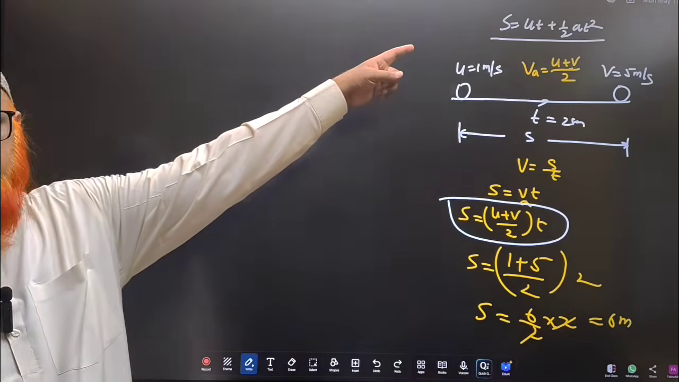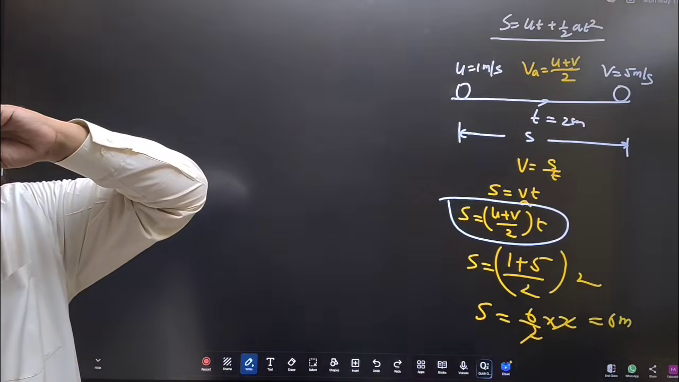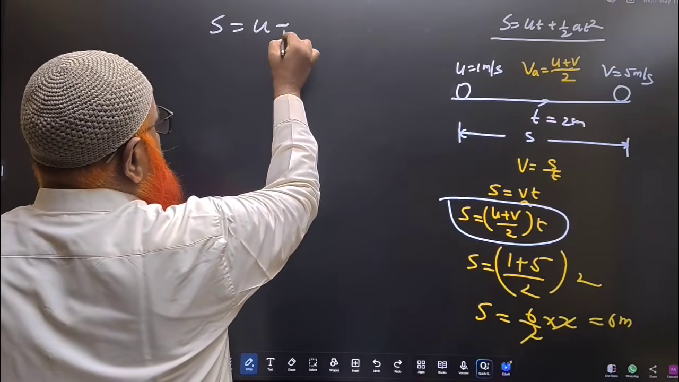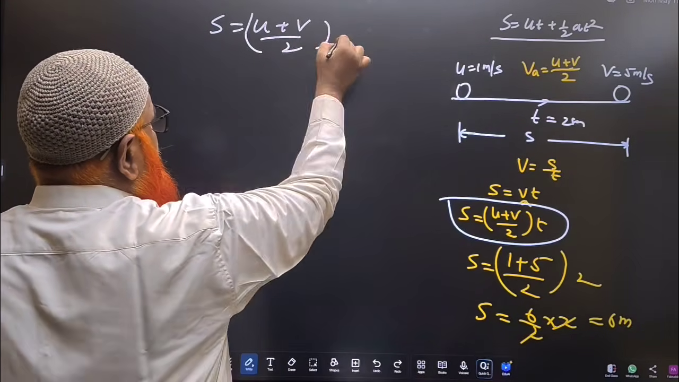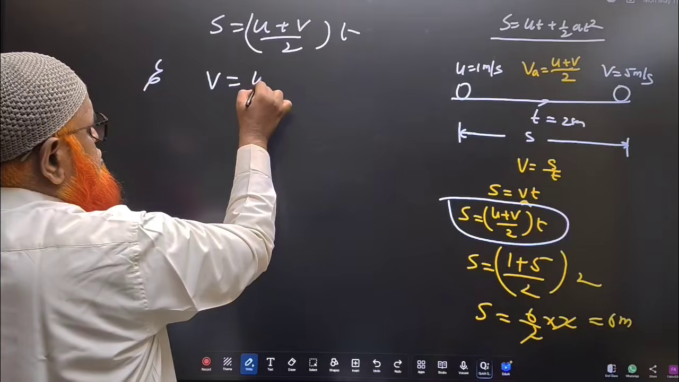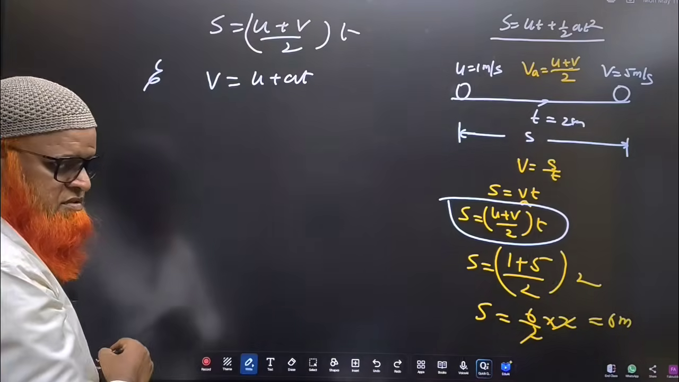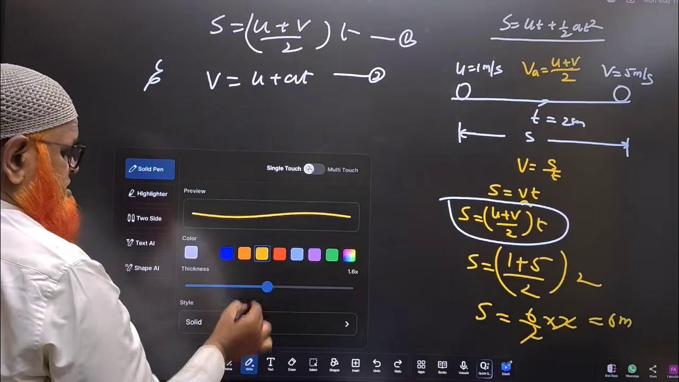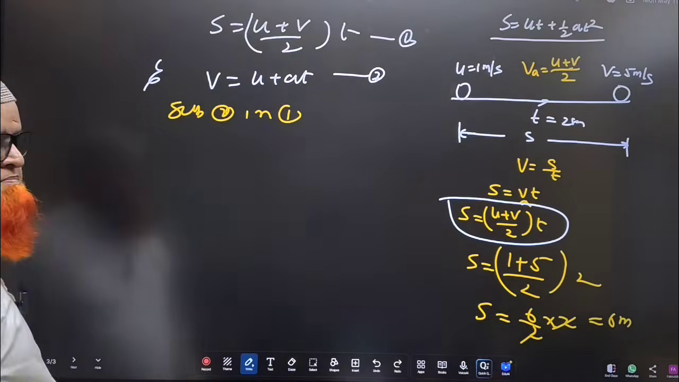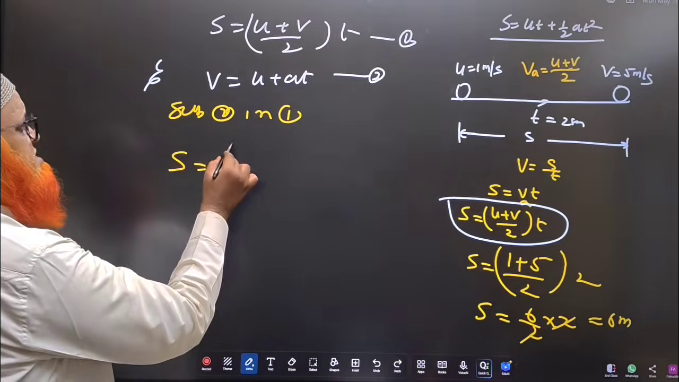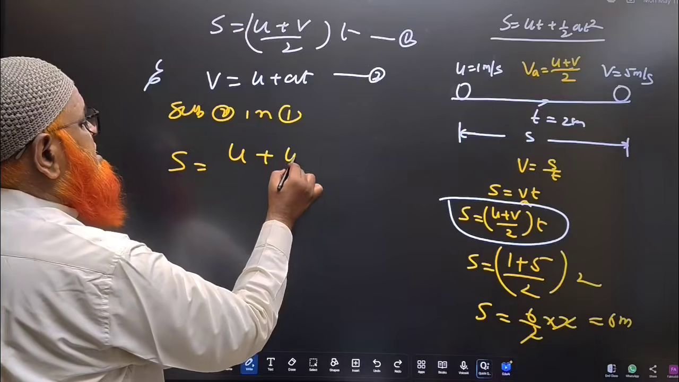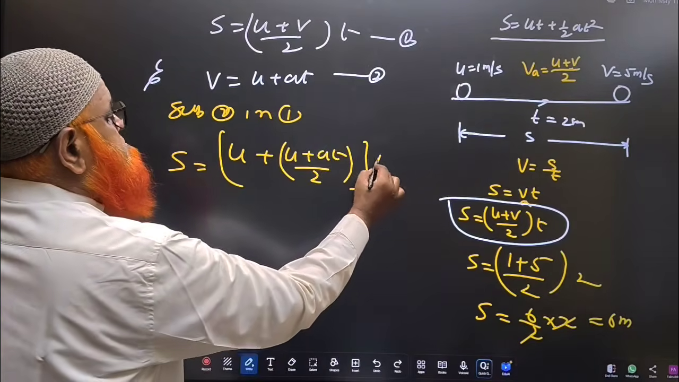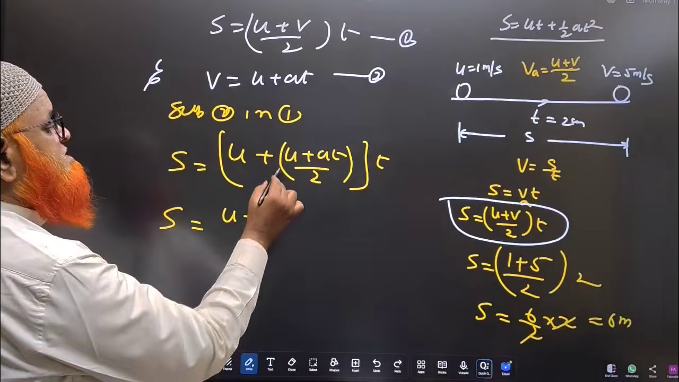But I need to derive what is ut plus half at square. What shall I do now? Okay. So S is equal to (U plus V) by 2 into T, and V is equal to U plus AT, which is already known to us. This is 1 and this is 2. Then what will you do? Substituting 2 in 1. So what are we going to get now? S is equal to, U plus V means what will you write? U plus AT, divided by 2, into T.